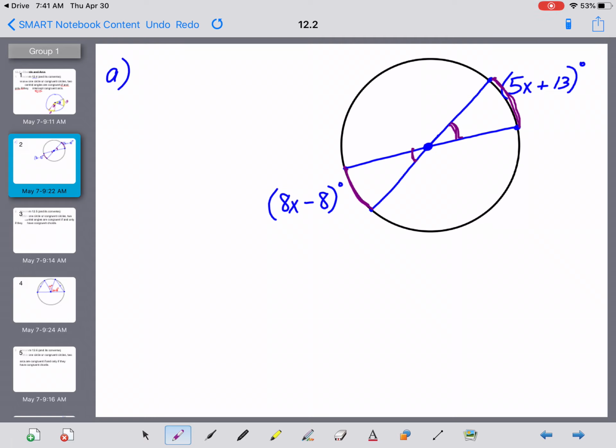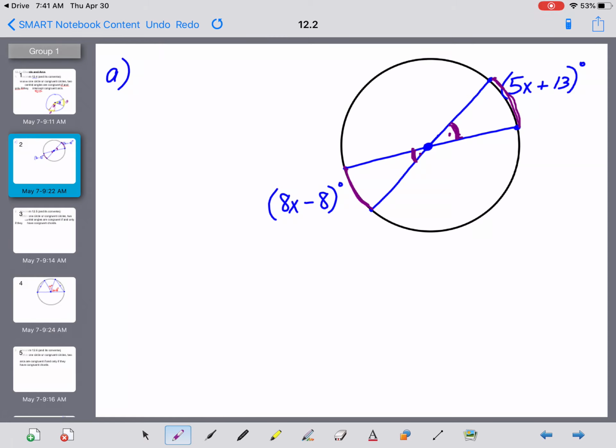Well, what hopefully you recognized right away is that with these two diameters cutting across, these are both central angles here, and they're also vertical angles, which means by definition, boy, the very first theorem we learned all year is that vertical angles have to be congruent. So we don't know the degree measure of these two arcs, but we do know that they're congruent.